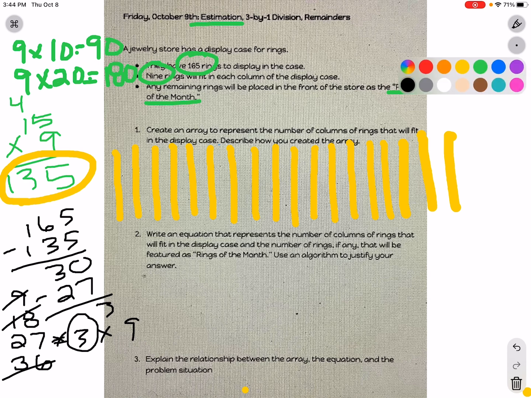I'm going to represent these 3 in red. 1, 2, 3. Those are my remainders. If each of these columns, these gold columns, contains 9 rings, I can fit how many in the display case?